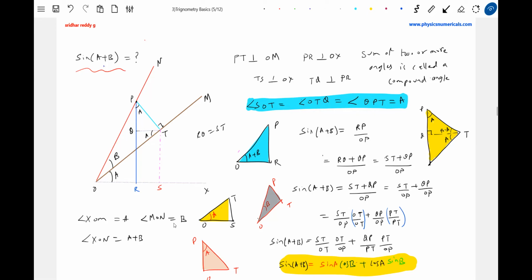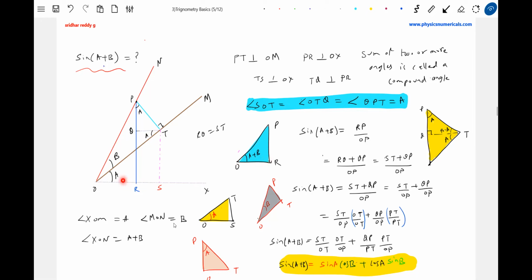So let's go for the triangle ORP. I have shown it separately here. In the triangle ORP, what is the angle? It will be A plus B. What do you mean by compound angle? The sum of two or more angles is called a compound angle. Earlier we defined sine A. Now sine of A plus B we are trying to define. So sine of A plus B, how much is it?